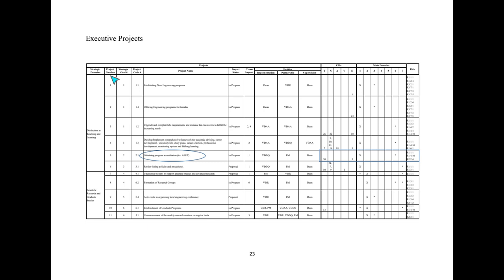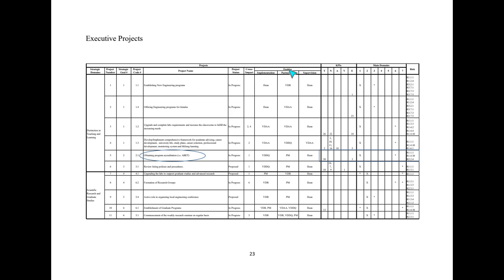Then you have the strategic goal. Which strategic goal? You go back and review what we covered earlier. You have a project code and the project status. Is it started, in progress, proposed, completed? The cross impact is impacting on whom? Who are the stakeholders? Okay, the implementation.